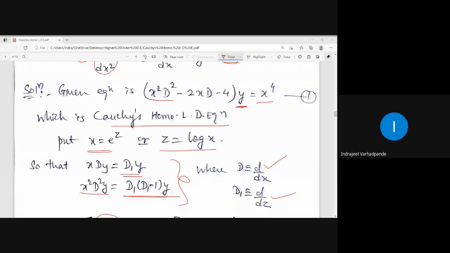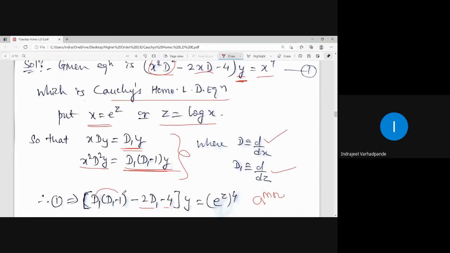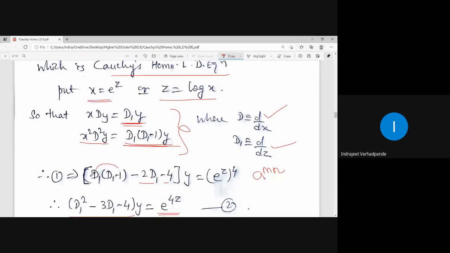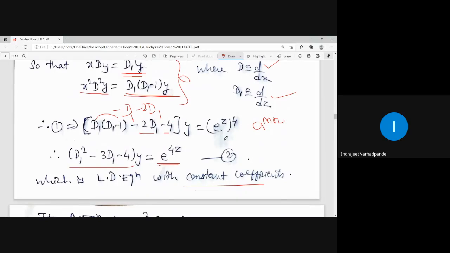So accordingly here also I will be substituting the value for x square d square y as d1 into d1 minus 1 y, and x dy as d1 y. So it is d1 into d1 minus 1 y. Minus 2 is already there. In place of x dy I am writing d1 y, taken outside, minus 4 is as it is. Now open the bracket. d1 into d1 minus 1 will give you d1 square minus d1, minus d1 minus 2d1 will give you minus 3d1 minus 4, and RHS also contains x to the power 4.